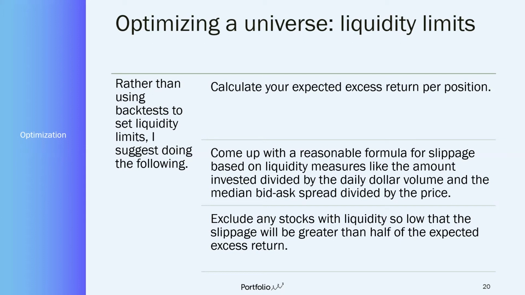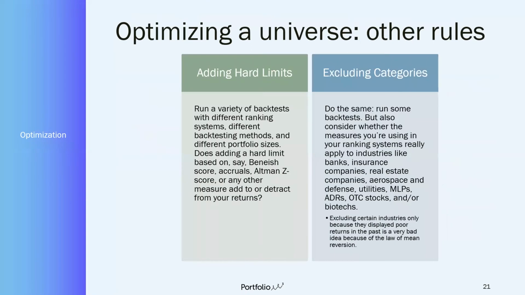But I think you do need to place liquidity limits, and those should not be done based on back testing, because stocks with low liquidity, most ranking systems will make them outperform. So you want to avoid back testing when setting liquidity limits. Now, other rules, however, you can do using back testing. You can add hard limits.